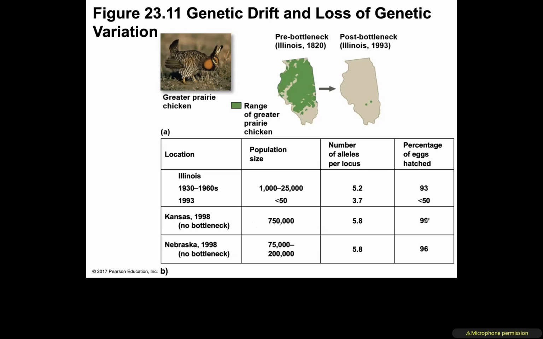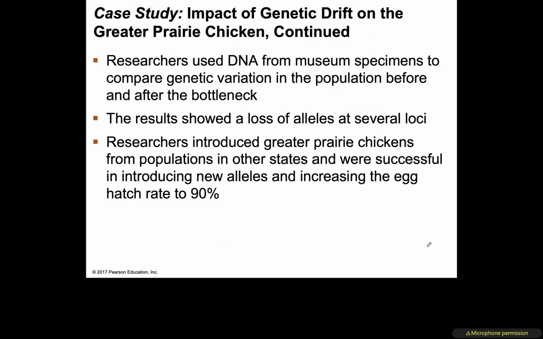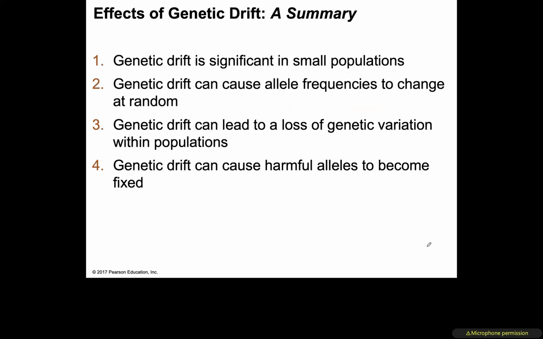99% of the eggs hatched that year, meaning that the genetic diversity of having lots of alleles was a positive effect on the ability for viable offspring. In Nebraska, same thing, 75,000 to 200,000, no bottlenecking took place there, a greater number of alleles and a greater percentage of eggs hatching. I'll let you go ahead and read through this study if you like.